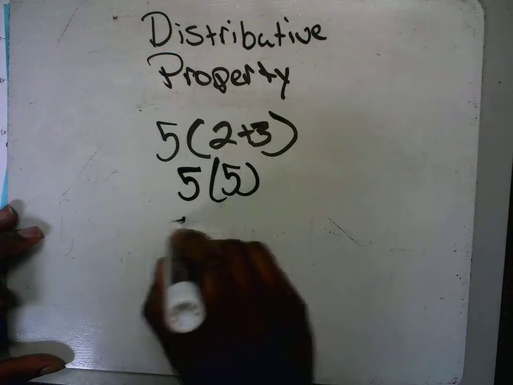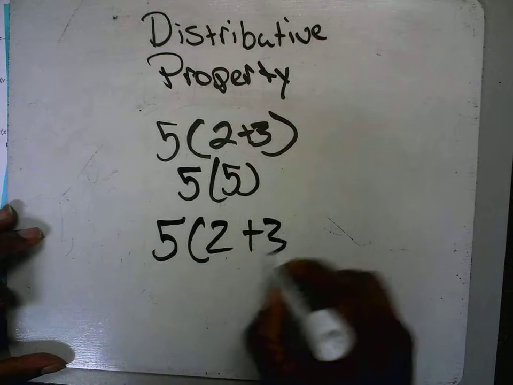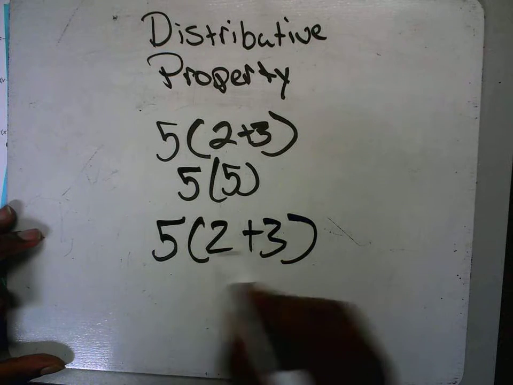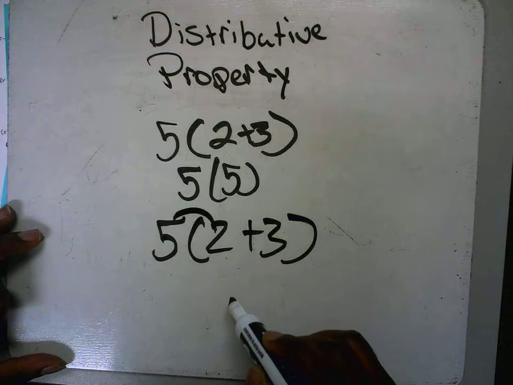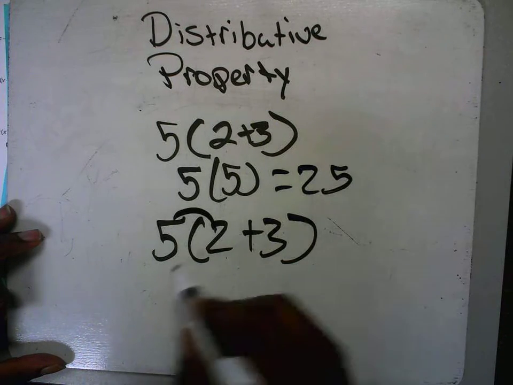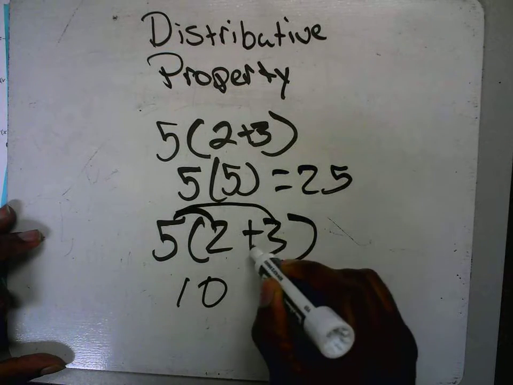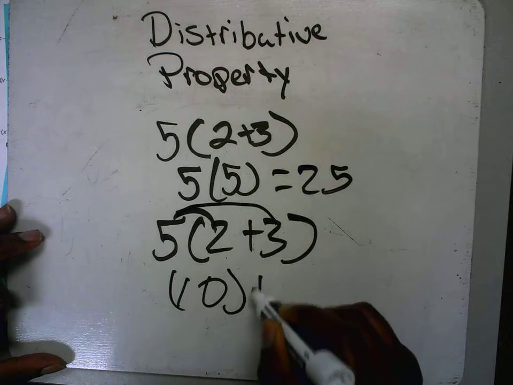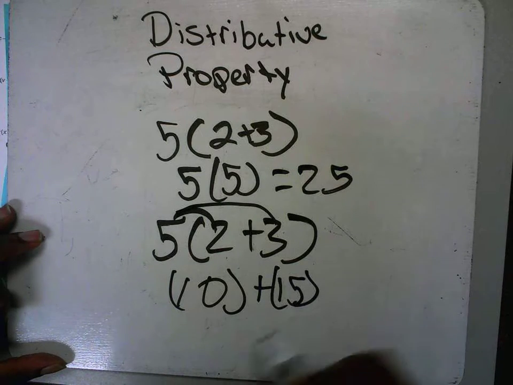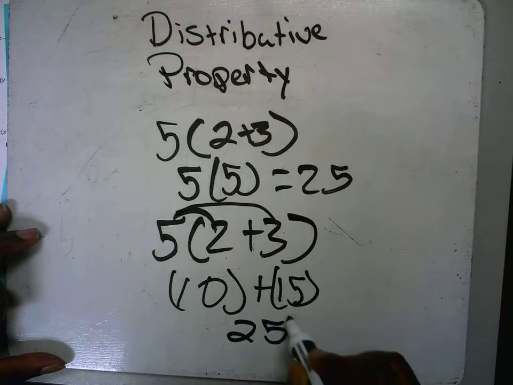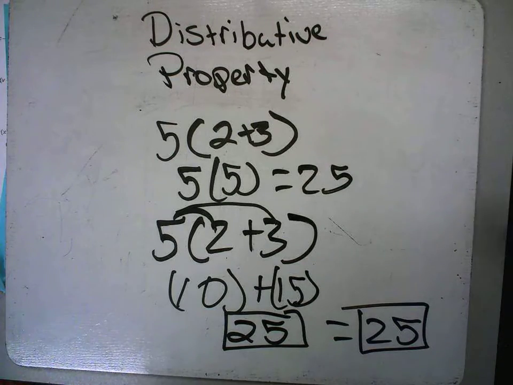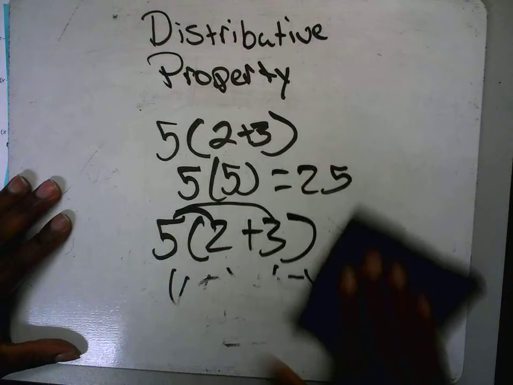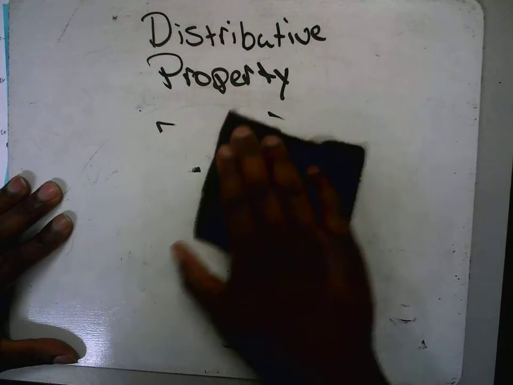But the distributive property says that we can multiply the number outside by each number inside the parentheses and get the same answer. So 5 times 5 is going to equal 25. 5 times 2 is 10, and 5 times 3 is 15. And 10 plus 15 equals 25. Alright, so you see that we get the same answer. 25 equals 25. Now this is very important when we can no longer combine the like terms.